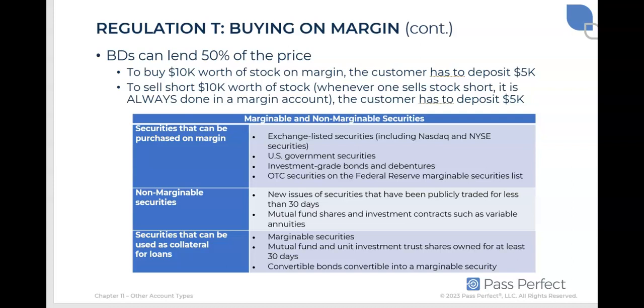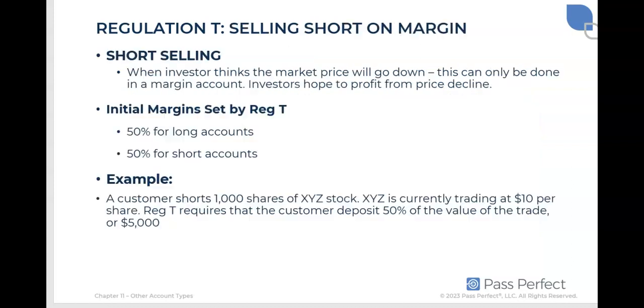Now, mutual funds are also not marginable for the first 30 days because mutual funds are always a newly issued security. Every time someone buys a mutual fund, new shares are created that didn't exist before. Variable annuities too, because those are effectively mutual funds. Once the 30 days are up, then they can use it as collateral, so it can go from being held in the cash account to being held in the margin account. Convertible bonds, if they can convert to a marginable security, can also be used as collateral for that loan.